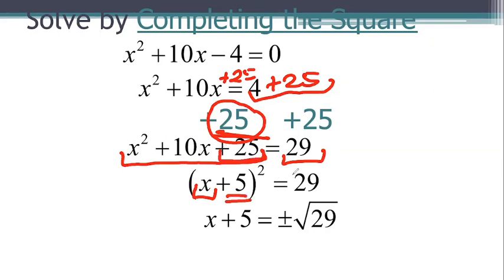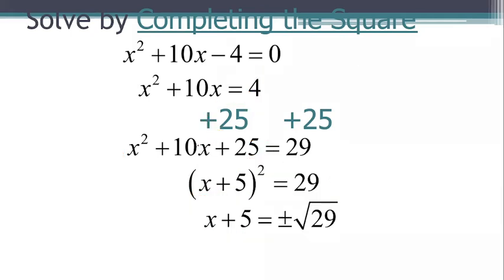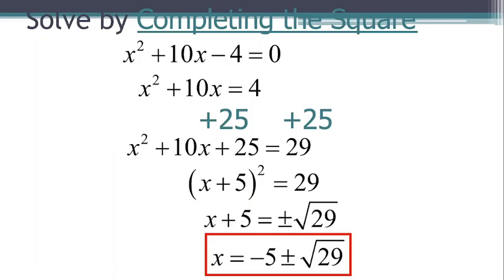And after that, we get the square root of both sides. So we eliminated the squared. We have x plus 5. Then, 29 is not a perfect square, so we have positive and negative square root of 29. After that, we just need to transpose your 5 to the other side. It becomes negative. So our final answer becomes x equals negative 5 plus and minus square root of 29. That's the final answer already because 29 is not a perfect square.